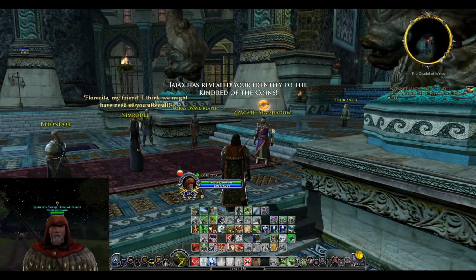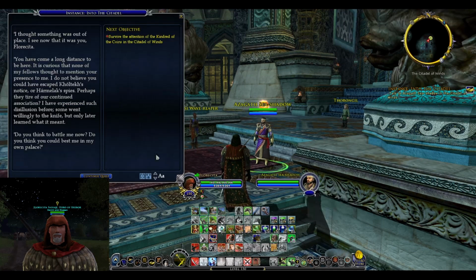Jajax has revealed your identity to the Kindred of the Coins. I thought something was out of place. I see now that it was you, Floresita. You have come a long distance to be here. It is curious that none of my fellows thought to mention your presence to me. I do not believe you could have escaped Koltek's notice or Harmelek's spies. Perhaps they tire of our continued association? I have experienced much delusion before. Some went willingly to the knife, but only later learned what it meant. Do you think to battle me now? Do you think you could best me in my own palace?